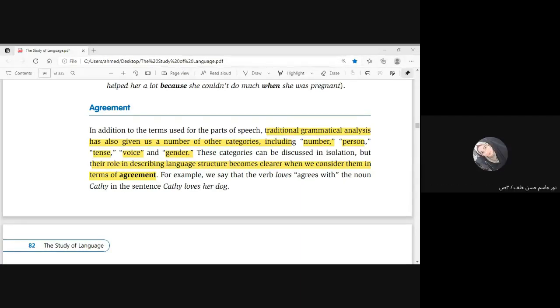The first person refers to I, and the second person refers to he or she, and the third person. Yes, the second category is tense. In this sentence, present simple. And the third category is gender. Her or she refers to singular female, and his or he refers to male.